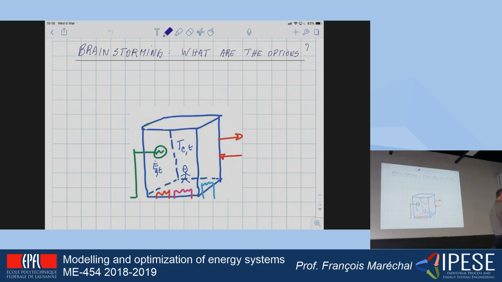Okay? For doing this, I would like to start by giving you the word and asking what would be, in your opinion, the options that people have to reduce the needs of the building. So what are the actions that we can take? The floor is yours, so give me suggestions about how we can reduce the energy demands of buildings.